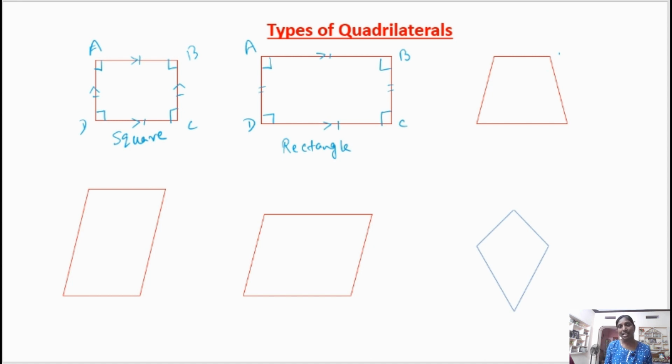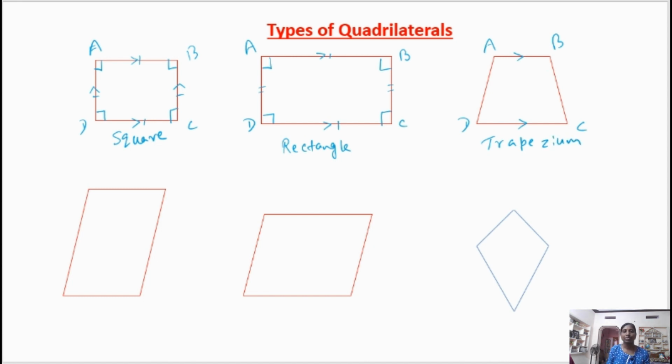What is this next figure? Let's name it A, B, C, D. Here AB is parallel to DC. One pair of opposite sides is parallel. See, AB is parallel to DC but not equal. This kind of quadrilateral is called a trapezium.